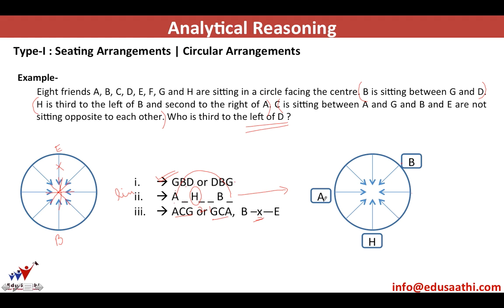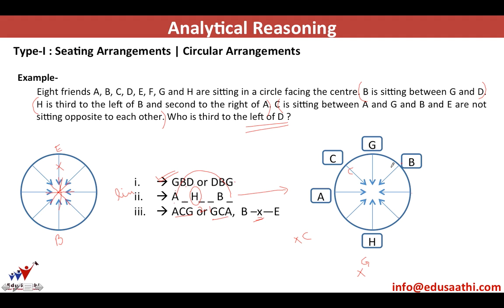So if A is over here and I put C over here, then I don't have any place to put G, because H is sitting. So I cannot have C over here and G. This will be a wrong statement. So the only place left for me would be C over here and G over here. So we have three places empty.